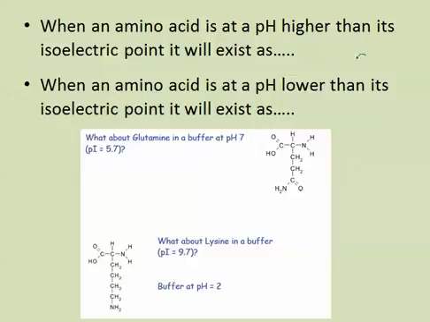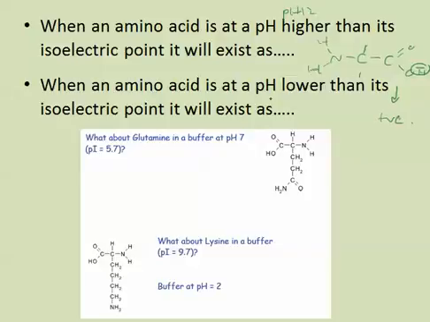So if I think of an amino acid, and I put my amino acid in a pH that's higher than its isoelectric point, in other words it's quite alkaline, then I'm going to find that I'm going to have a negative charge. And that's going to then be attracted towards a positive electrode, the anode. So let's say the pH was 12, for example, I might end up with something like this happening.